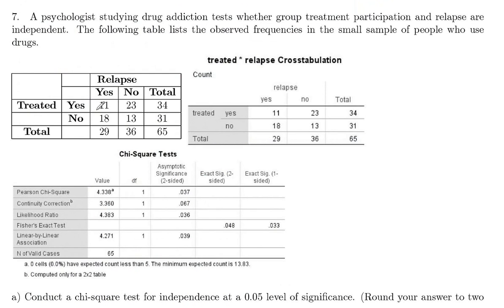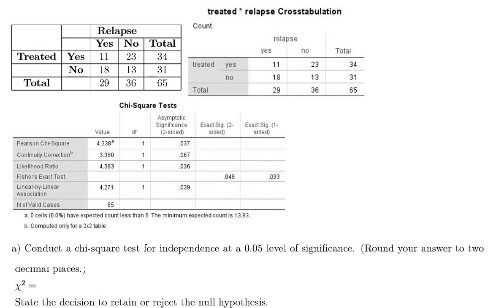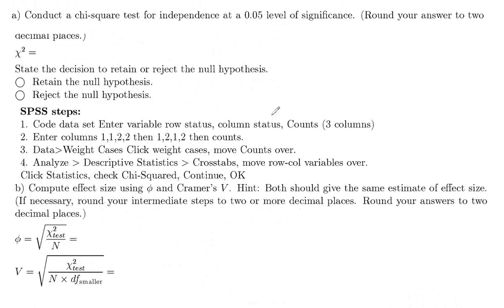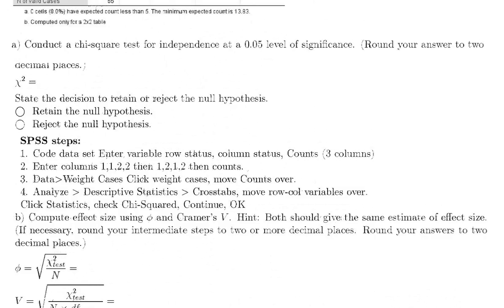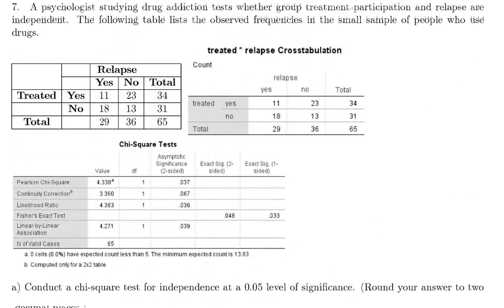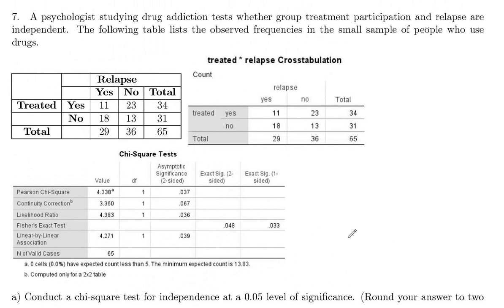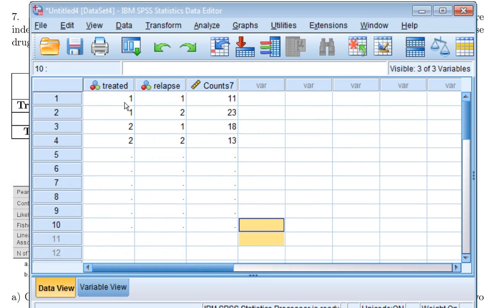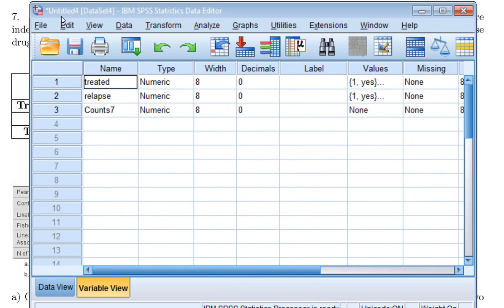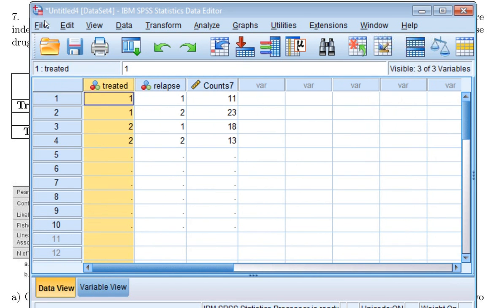First of all, I want to code this data into SPSS, and I will just note that the SPSS steps are down here, and those are on the handout, and I will help you work through them here. I've already coded the data into SPSS. So here's how the data looks in SPSS. I've got three variables here. I've got two nominal variables, which are the status of treatment and the status of relapse here. Notice I've coded them with 1122 and 1212.